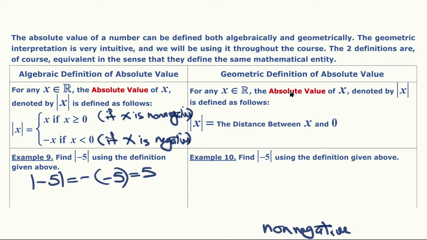Now, the geometric definition of absolute value is much simpler. It just says, look, for all x belonging to R, the absolute value of x, again denoted by the same bars around x, is going to be defined as... not actually double bars, just bars around x. You got to be careful with what we say. All right, so we say absolute value of x is just the distance between x and 0. Beautiful, simple, intuitive. Okay, so now let's look at the absolute value of -5 using that definition.